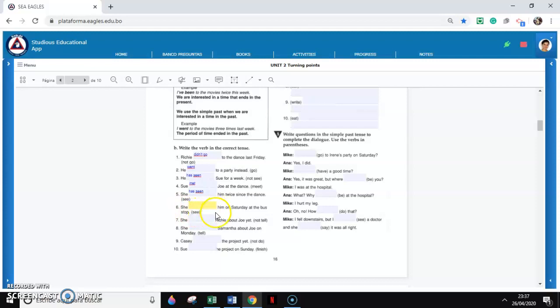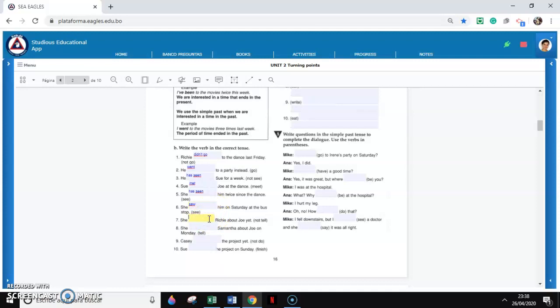Number 6, she came on Saturday at the bus. On Saturday. So it's telling me that the action is finished, that it happens in the past and it is not connected to the present. So she saw him on Saturday at the bus stop.